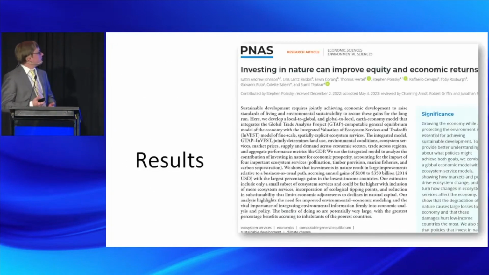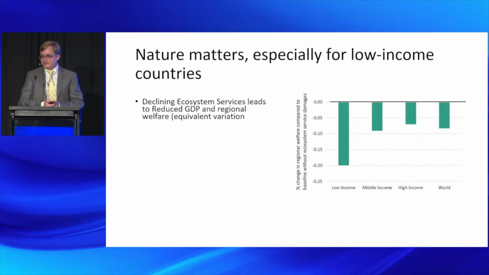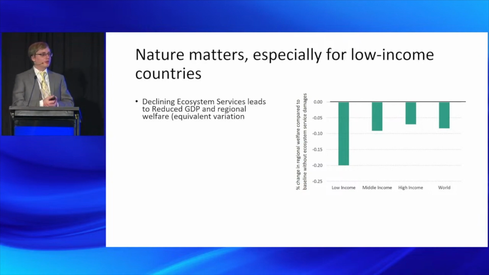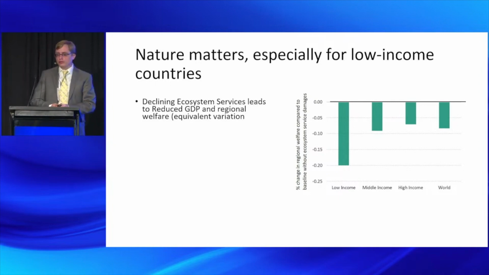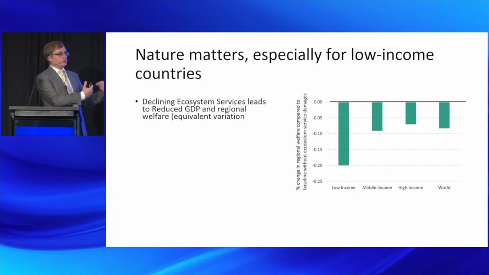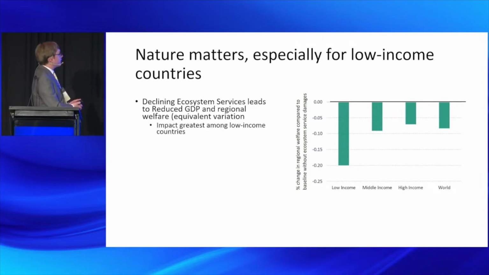Because I've been going so slow, I want to jump straight to results and say a few of our key findings. Number one, nature matters. But more than mattering, it matters especially for low-income countries. What we found is that when we run our model and calculate GDP or equivalent variation, we see significant reductions in that GDP when we do account for ecosystem services, compared to when we take the false belief that no ecosystem services matter to the economy.